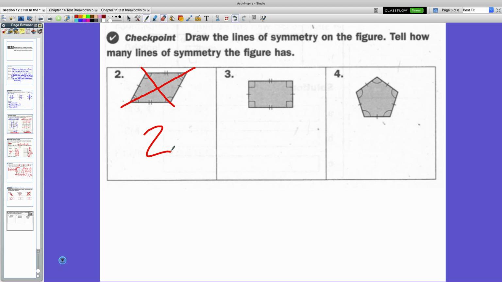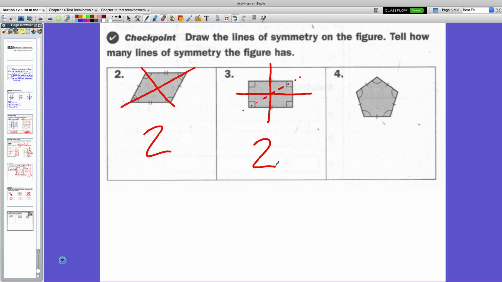All right, let's look at the next one. Number 3, the rectangle. Well, I could draw one this way, I could draw one this way, and you might think you could draw one in here, but I'm going to tell you right now, you cannot fold a rectangle on the diagonal for it to line up with itself. If you think you can prove me wrong, go ahead and try it with an 8.5 by 11 piece of paper, and it will not line up perfectly. So that dotted line is not valid. So again, you can only have 2.